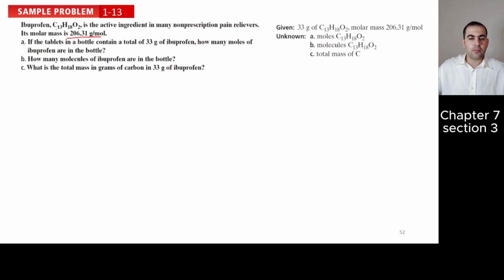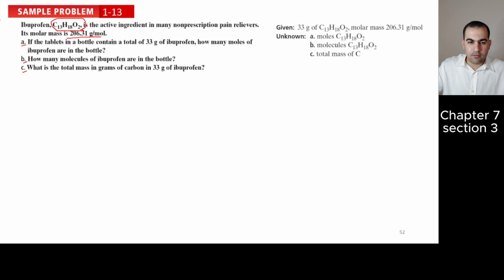So the formula of the ibuprofen is given. You don't need to write the formula. So there are three questions we need to find. It says if the tablets in the bottle contain a total of 33 grams. We have a bottle of ibuprofen containing 33 grams. How many moles of ibuprofen are in the bottle? What's given? Grams given. What's unknown? Mole is unknown. So mole equals mass divided by molar mass.